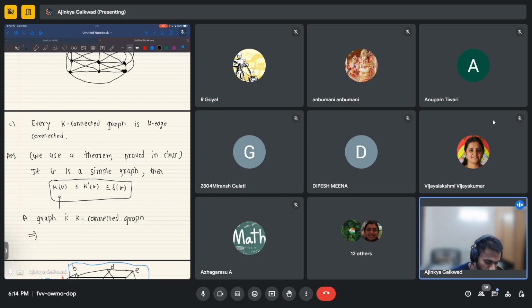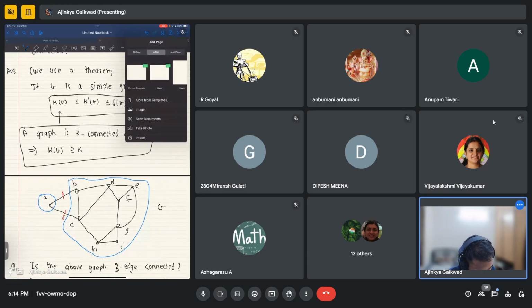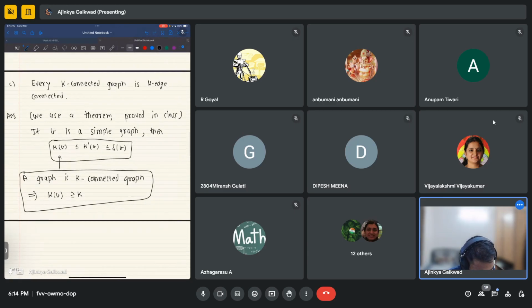Can I say that if a graph is k connected, it implies that k of G is at least k? Is this statement true? So let me add a page, just a second. So look at the statement in the blue box. I'm saying that a graph is k connected implies, one way implication, that the connectivity of the graph is at least k. Is this statement true? Yes, sir.